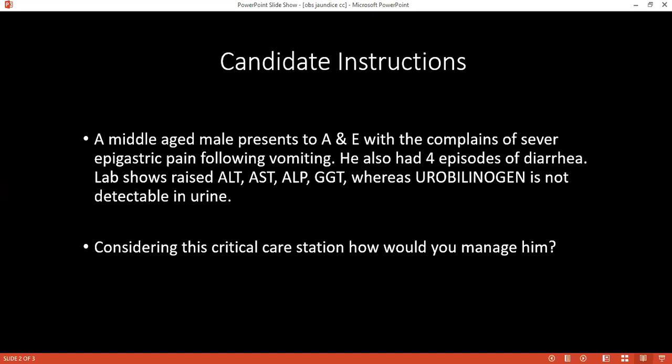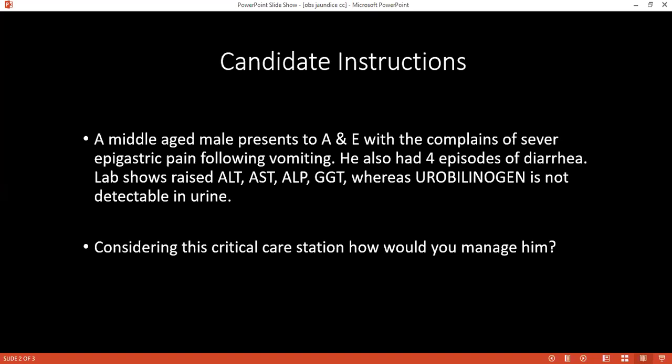Tumor of the head of the pancreas, or maybe tumor of the common bile duct, cholangiocarcinoma. Also lymph node enlargement, if it's an extrahepatic cause. Maybe duodenal cancer.